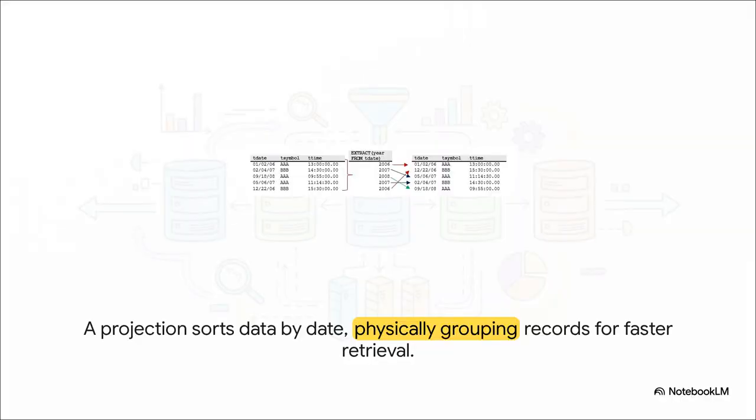And this image right here shows you just how powerful that pre-sorting is. In this example, the data is sorted by date. So when a query comes in asking for something from 2006, Vertica doesn't have to scan everything. It knows exactly which physical blocks on the disk to go read. It just jumps right to the data it needs. That's a huge performance win.